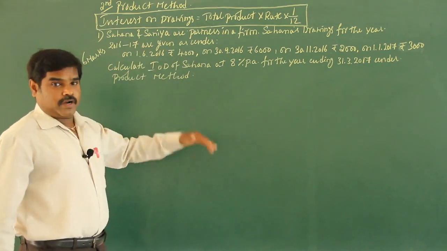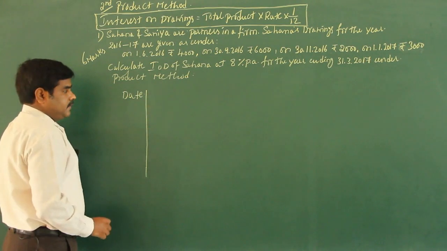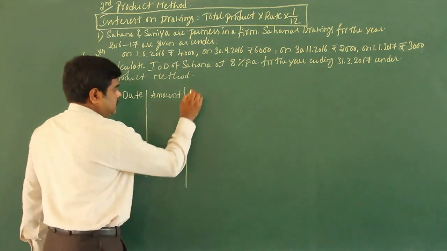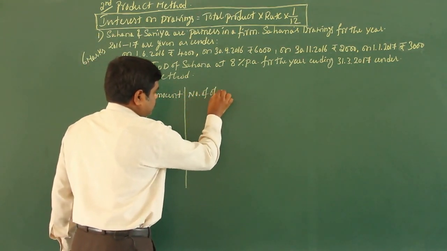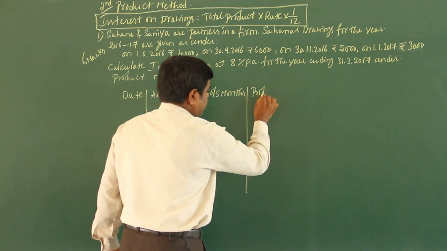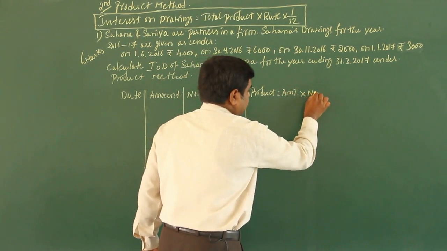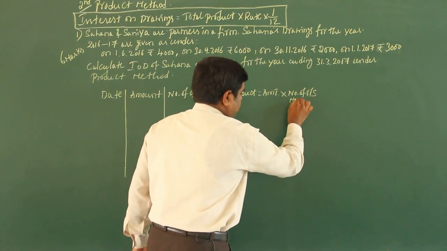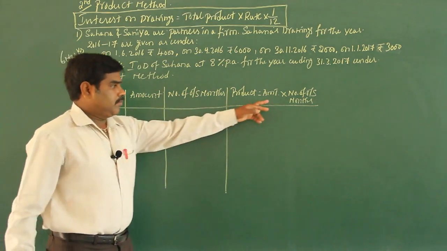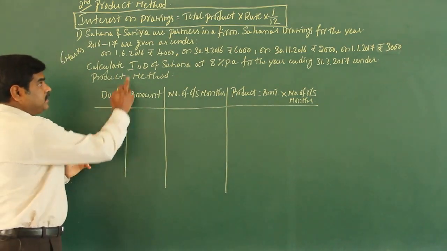In the product method, first we have to draw a column called date, next amount, next number of outstanding months, and the next column, product, which is equal to amount into number of outstanding months. So make 4 columns like this.